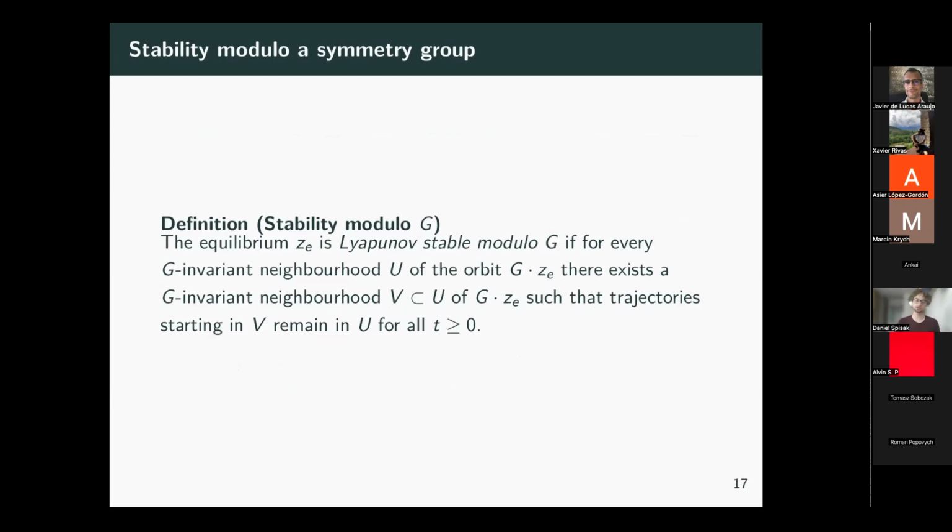There is one more definition. In systems where we have group symmetry, the correct notion of stability is given by stability modulo G, the group. Let's just define it, and I will explain a little bit more what's going on. We say that this equilibrium is Lyapunov stable modulo G if for every G-invariant neighborhood U of the orbit, there exists a G-invariant neighborhood V inside U of this orbit such that the trajectory starting in V remains in U for all t.